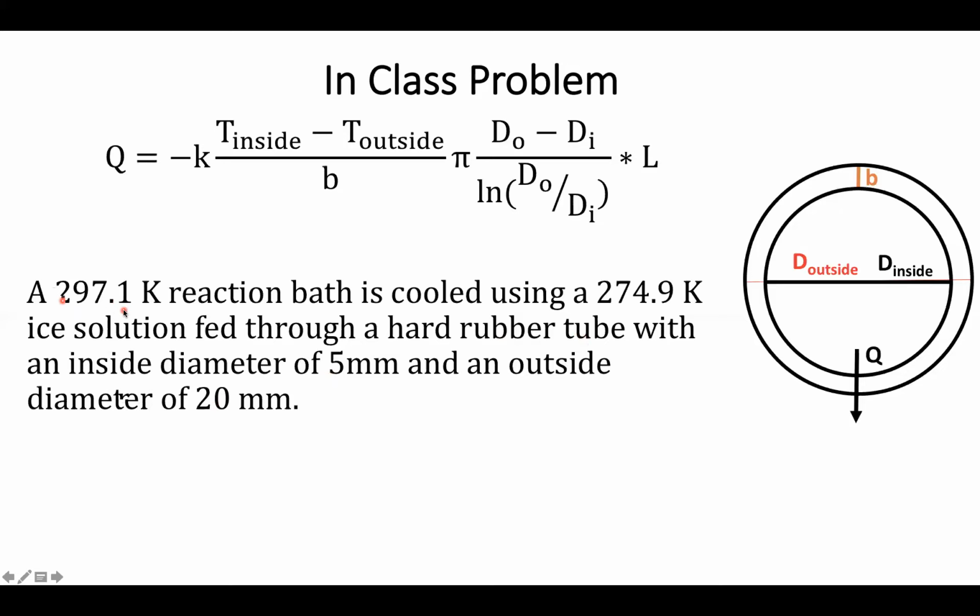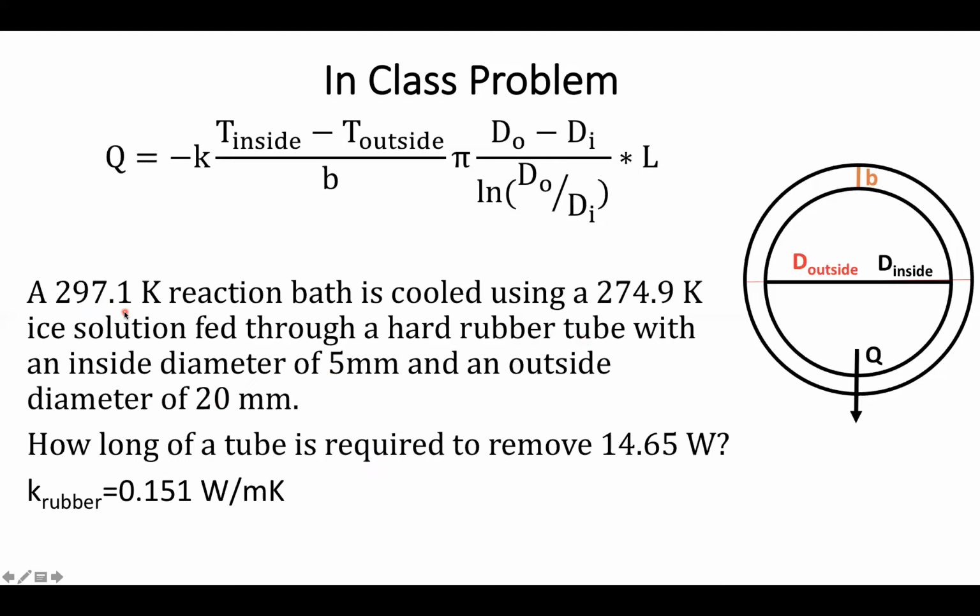So now the real question is going to be, how long of a tube is going to be required to remove, say, 14.65 watts of energy? So again, we can imagine this energy value coming from essentially how much energy the reaction is producing per second. So in other words, I'm going to need to remove this amount of energy to keep the reaction from running away on me and heating up too much.